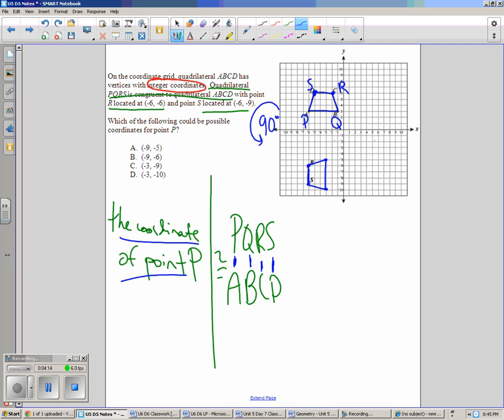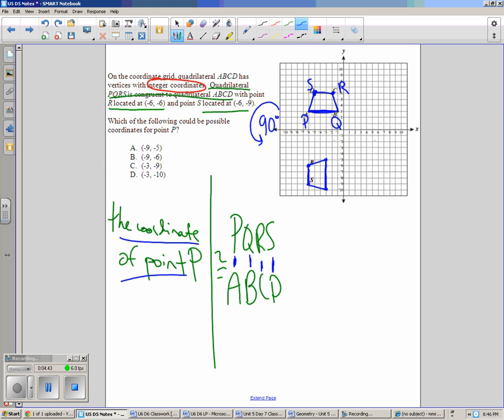Let me just make sure. I'm going to count the bottom side first. So this is 1, 2, 3, 4, 5 units long. Just make sure. 1, 2, 3, 4, 5 units long. Awesome. Okay. And what I was counting was the longer base of my second quadrilateral. All right. It looks like I graphed the second quadrilateral correctly.